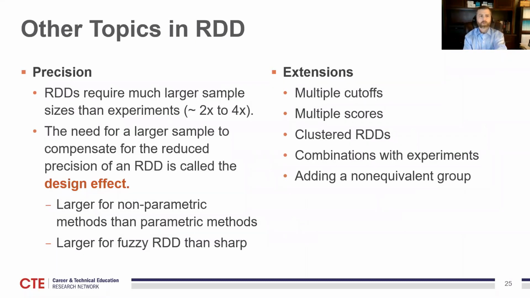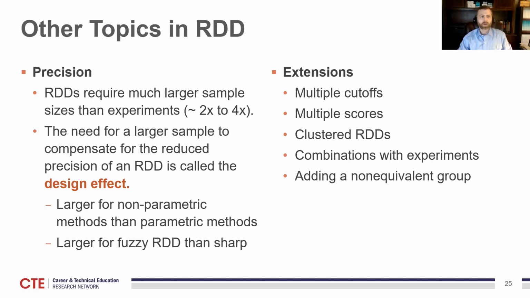There are a few other topics in regression discontinuity that we're not going to cover, but we did want to just sort of touch on. One is a few notes about precision. So generally speaking, if you're thinking about applying a regression discontinuity design, you're going to need a much larger sample than you would, say, if you were able to design and carry out an experiment. So on the order of double to 4 times the sample size. And the reason for that is because the designs have sort of reduced precision compared to an experiment. So you need to sort of compensate for that. And that's called a design effect, just if you ever come across that term.